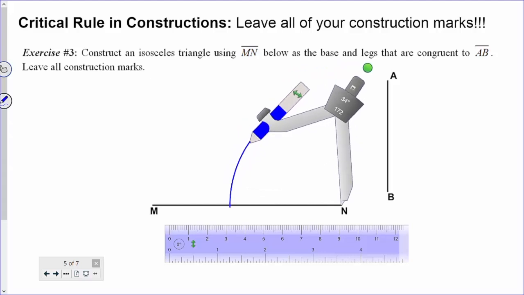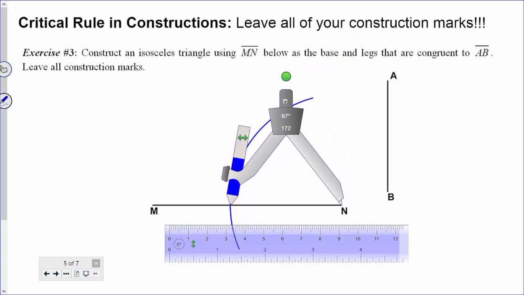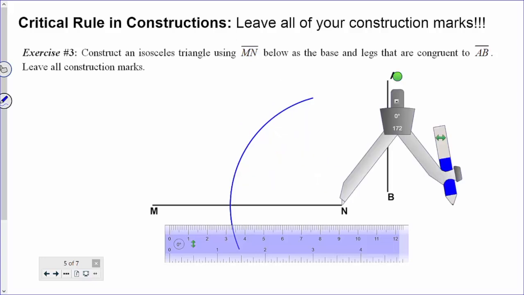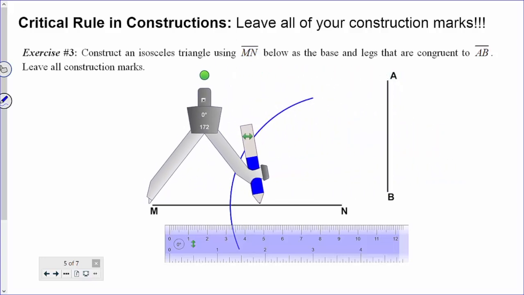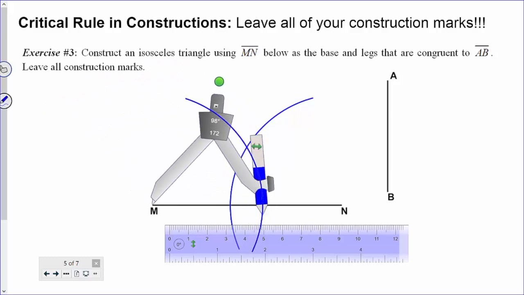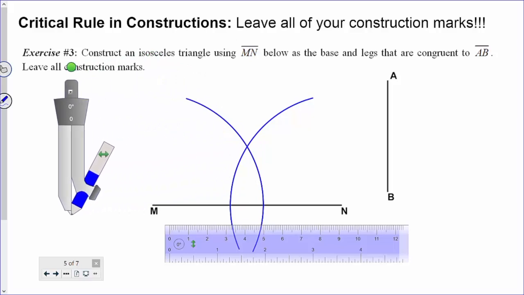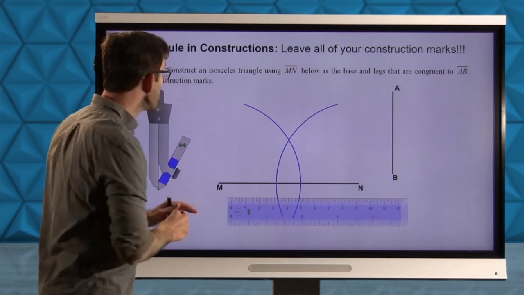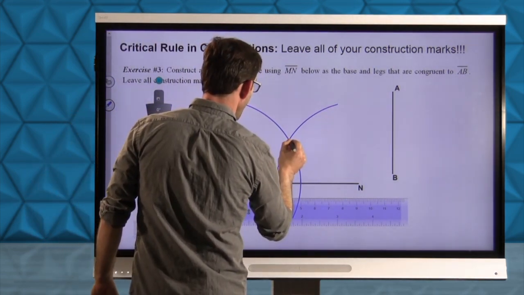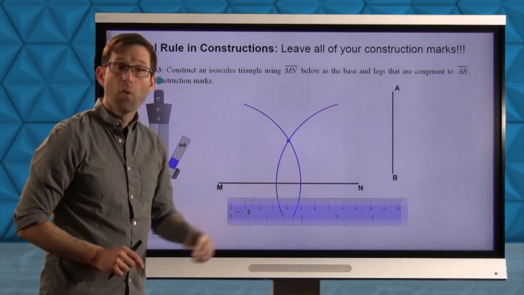All right. Now, keep in mind, I can draw the whole circle if I'd like, but every point along that arc is a distance of AB away from point N. If I now flip the compass and move the pointed end to M, and I draw an arc, all the points along that arc are also a distance of AB away from M, which means this point right here is a distance of AB away from M and a distance of AB away from N.